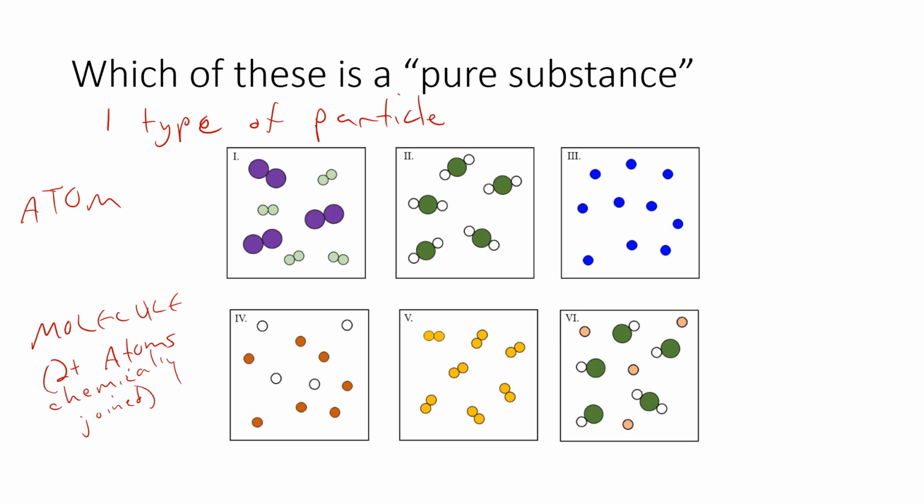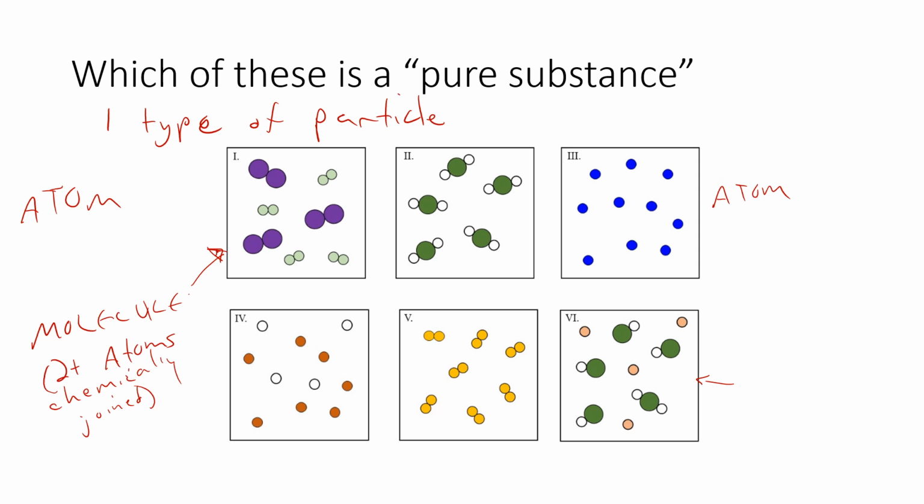So here you can see that letter number 1 is going to be molecules, because even though they're one type of atom, they're joined together. Over here, these are going to be atoms, and then you have a mixture of atoms and molecules down here. So which one of these is pure? Pure means one type of particle.